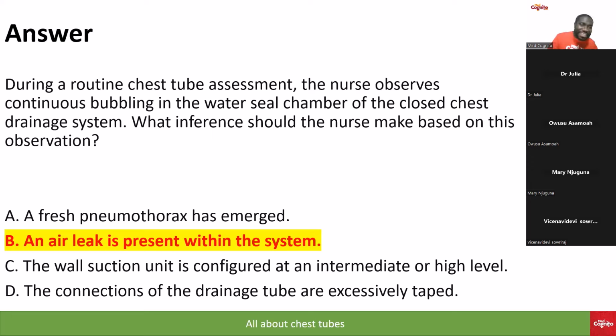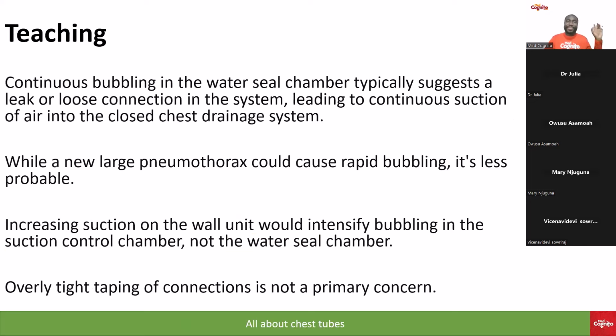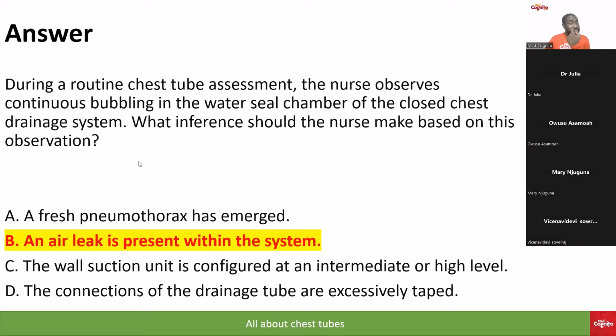Hannah has killed it. An air leak is present within the system. That's the essence of bubbling. So, teaching point: continuous bubbling in the water seal chamber typically suggests a leak or loose connection in the system, leading to continuous suction of air into the closed chest drainage system. While a new large pneumothorax could cause rapid bubbling, it's less probable, okay? Increasing suction on the wall unit would intensify bubbling in the suction control chamber, not the water seal chamber. And overtight taping of connections is not a primary concern. So Hannah was right. An air leak is present within the system.